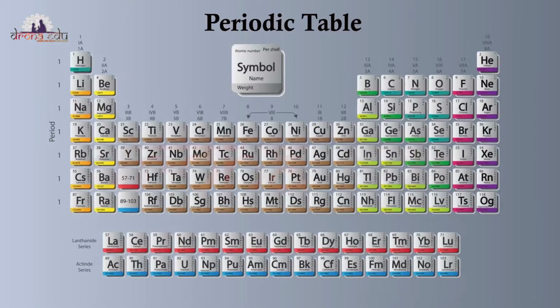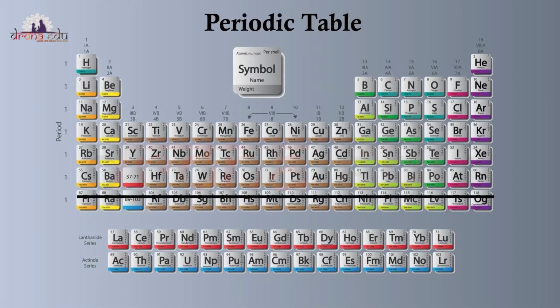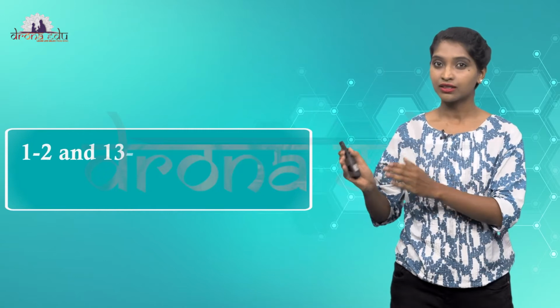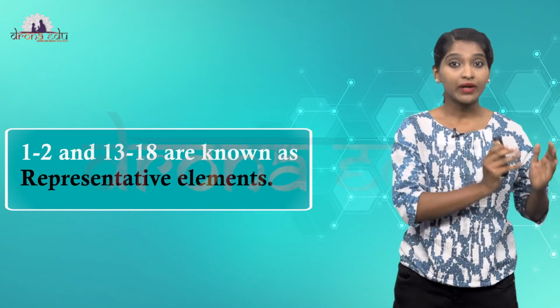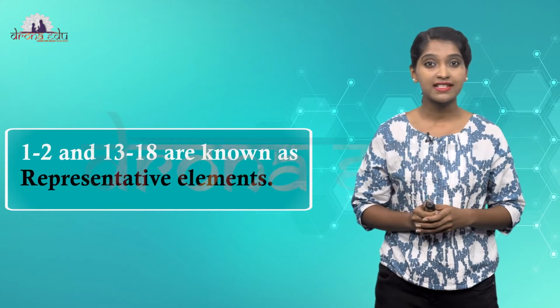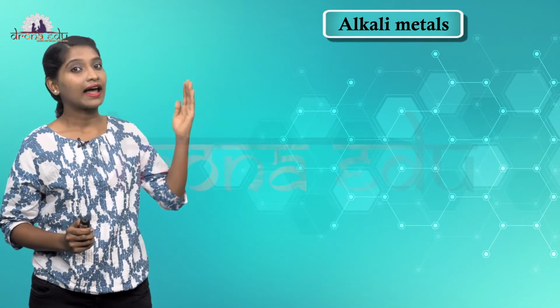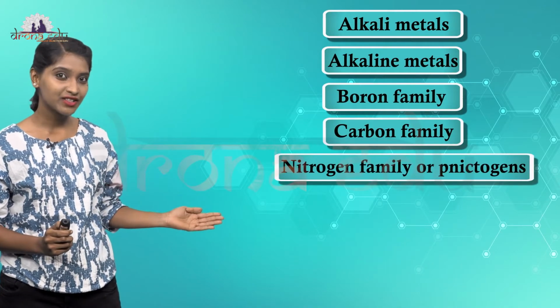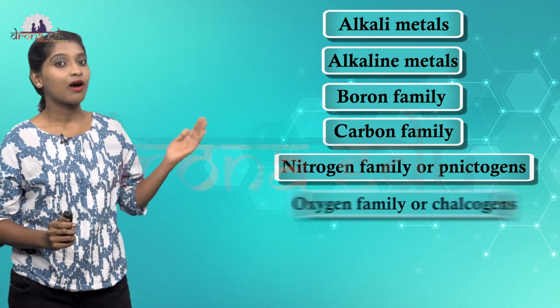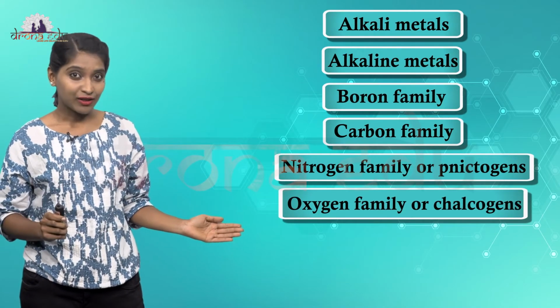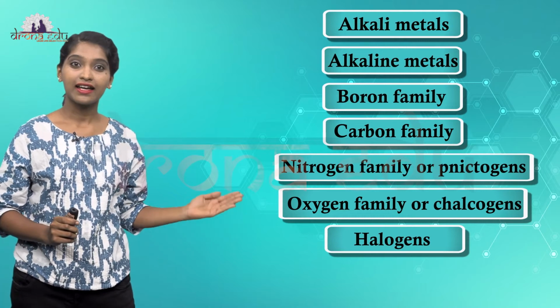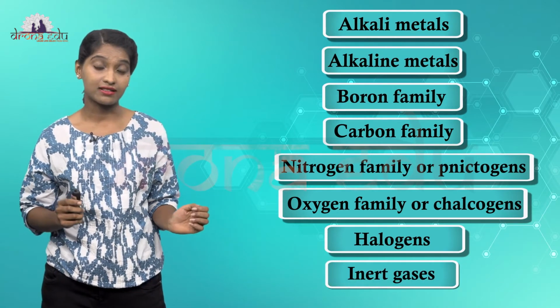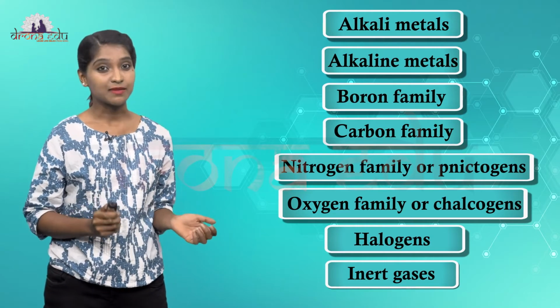The modern periodic table consists of 18 groups and 7 periods. The elements in groups 1 to 2 and 13 to 18 are known as representative elements. They are named as alkali metals, alkaline earth metals, boron family, carbon family, nitrogen family or pnictogens, oxygen family or chalcogens, halogens, and inert gases or rare gases or noble gases respectively.